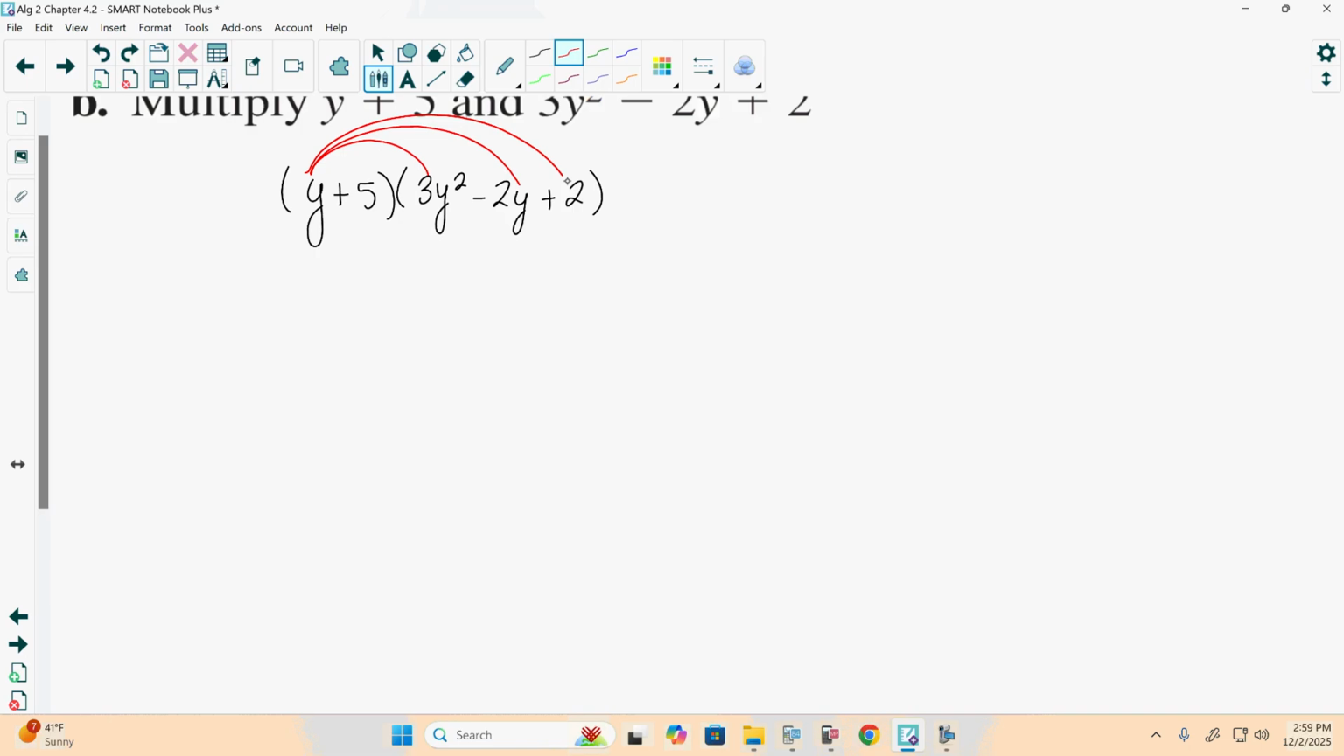The first thing we're going to have to do is distribute the y all the way through. So we're going to have y times 3y squared. Well, we'll still have 3, and y times y squared is y cubed. y times negative 2y would be negative 2y squared. And y times positive 2 is going to be positive 2y. Questions on this so far?